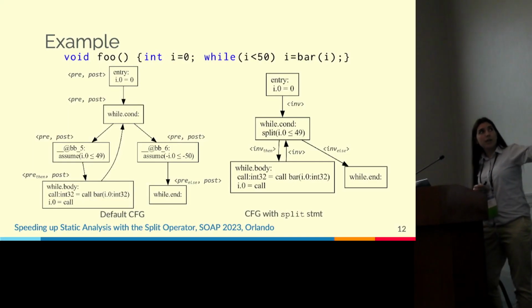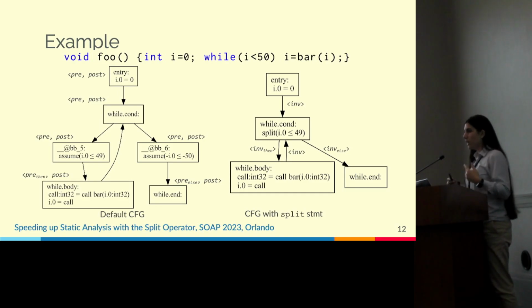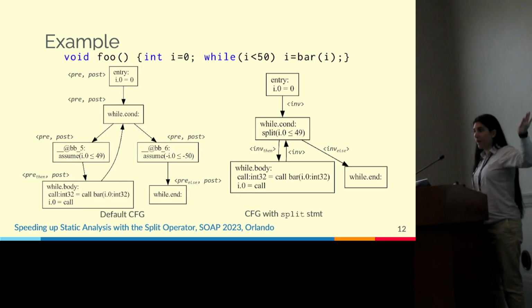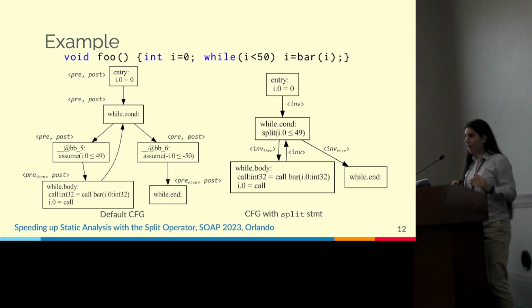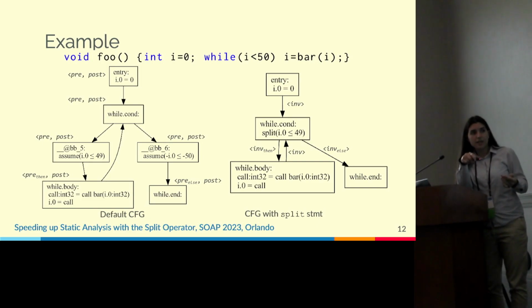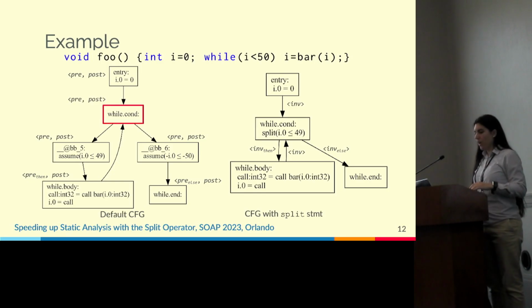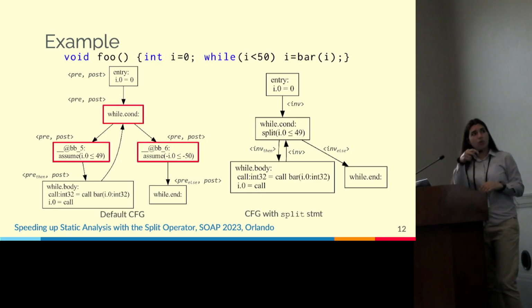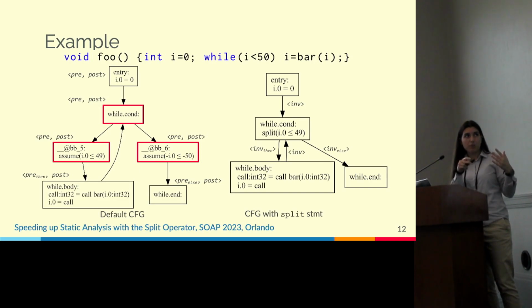So here we can see an example for this simple function, which is basically a simple loop. And these that you can see are the actual CFG produced by CRAB in the CRAB-ER representation. On the left, you can see the default CFG without the split operator, and on the right, you can see the CFG with the split statement. As you can see, we have basically 3 blocks to represent the conditional branches.